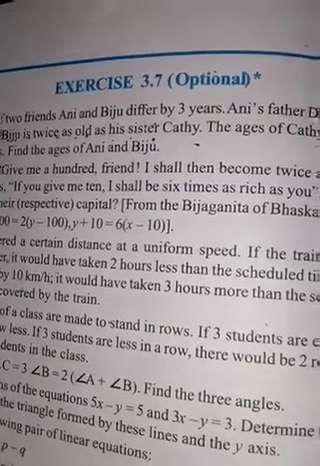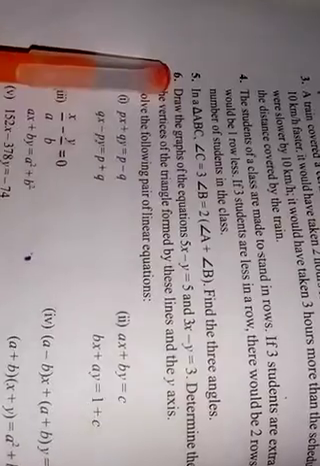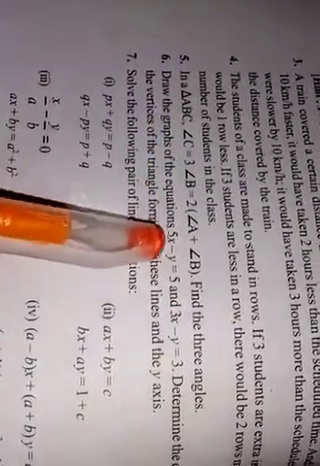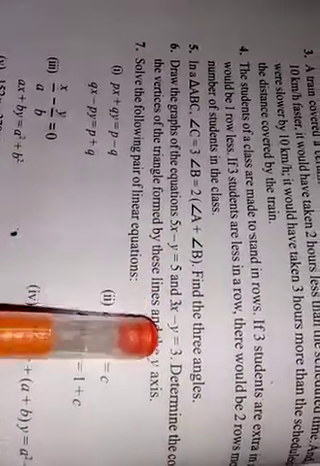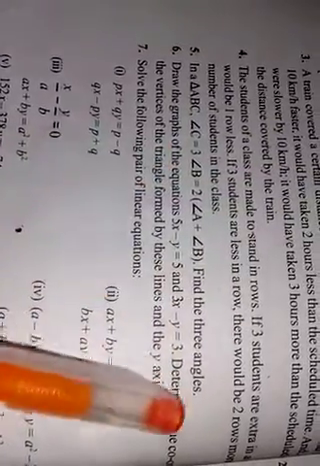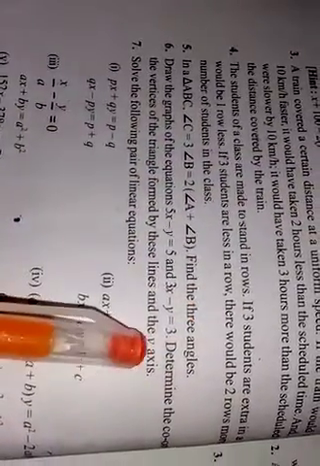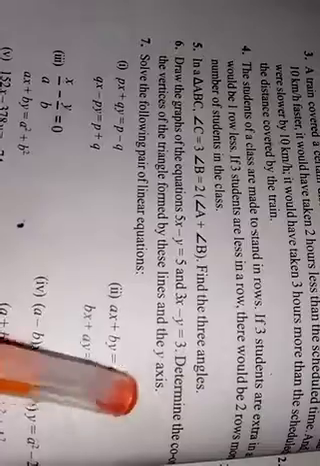Friends, today we are doing exercise 3.7, sixth question of the optional exercise. Draw the graphs of the equations 5x minus y equal to 5 and 3x minus y equal to 3. First of all we have to draw the graph of these two equations, then determine the coordinates of the vertices of the triangle formed by these two lines.